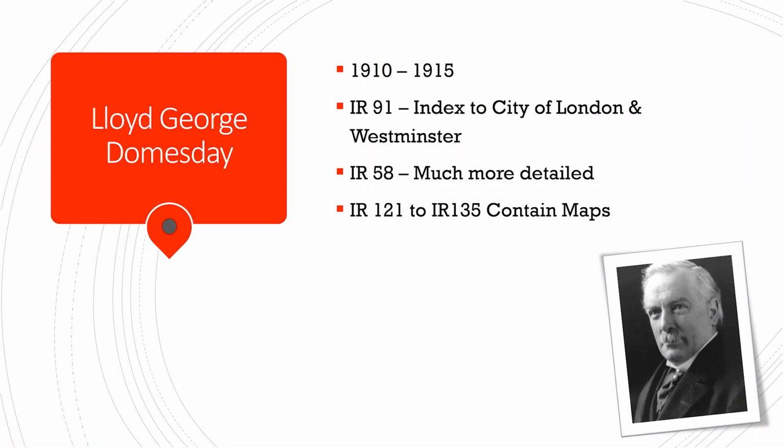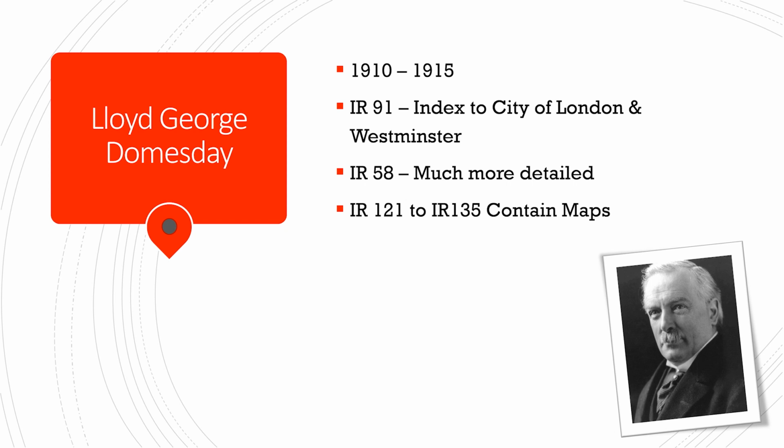So this is a project that we've currently got with the National Archives in partnership with them, and we're conserving every single book and every single map that we digitise. There are 3 parts to the Lloyd George Domesday that you can search through. There's the IR91 index to the City of London and Westminster. There's the IR58 field books, which cover the whole of England and Wales. They're the detailed records. And then finally there are the maps, which come from IR121 all the way up to IR135, covering the various different areas of the country.